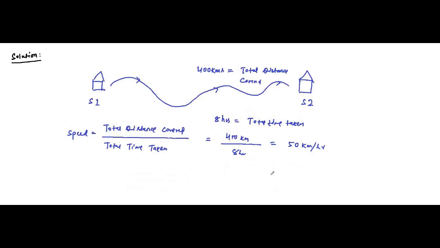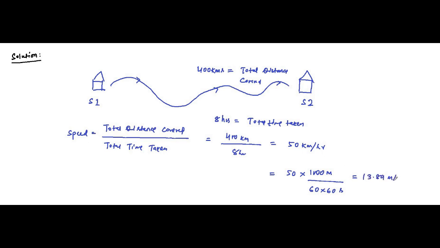Another way is by converting it into meter per second. So it is 50 into 1000 meters. 1 kilometer is 1000 meters, and 1 hour is equal to 60 minutes. Then 1 minute is 60 seconds. So it is 60 into 60 seconds. So if we calculate it, it will be 50 into 1000 by 3600. It is coming around 13.89 meter per second.